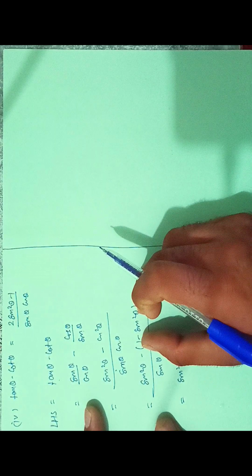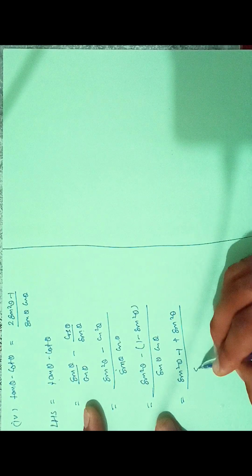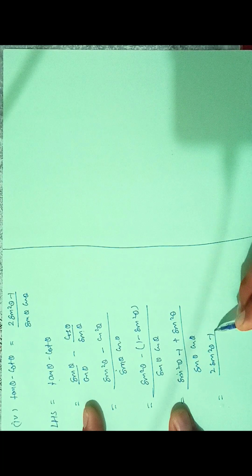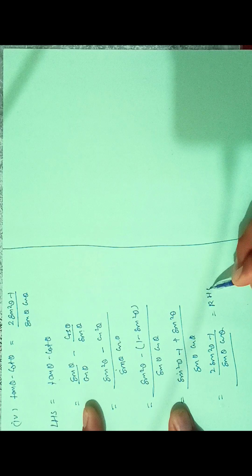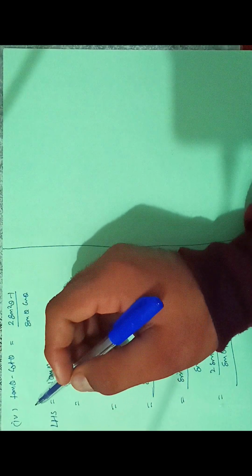Here we have a minus sign outside of this bracket, so all signs of quantities inside the bracket will be changed. It will be minus 1, and this minus will be plus sin square theta, and as a denominator we have sin theta cos theta. Sin square plus sin square will be 2 sin square theta minus 1 upon sin theta into cos theta, and this is the very quantity we have to prove. So these were the 4 questions here, and earlier we have discussed 7 questions.